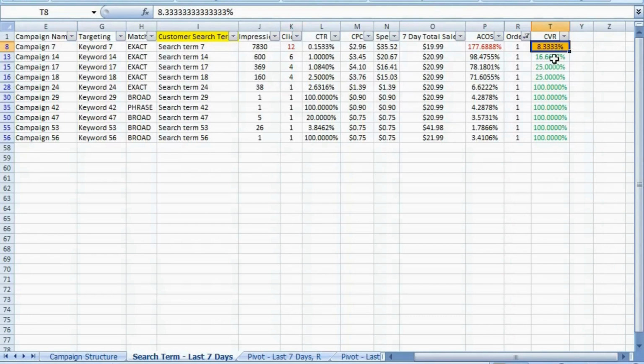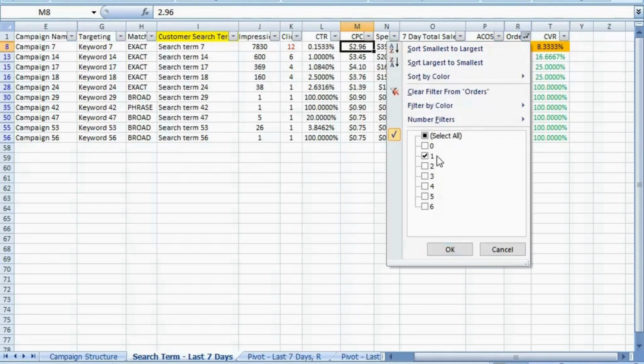I'm more concerned about my conversion ratio. If my conversion ratio is good, I would not have made any changes, and I would not have increased or decreased my bid. I would have left the same bid and monitored this particular search term for one more week, right? So that is how I'm going to analyze this data set.